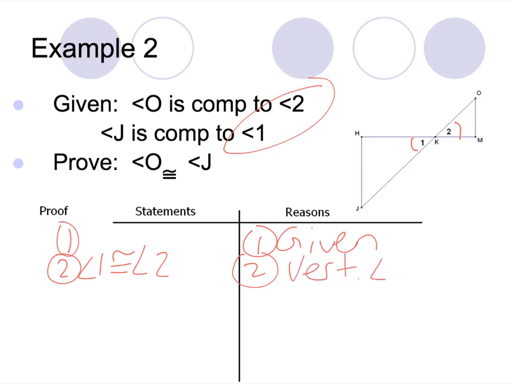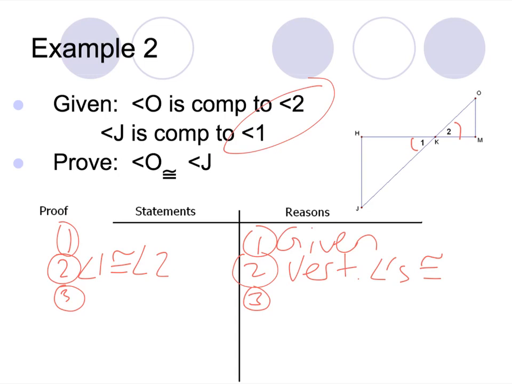Vertical angles are congruent. I hope you guys have seen Talladega Nights for that reason, you know. Let's see here. Angle 1 is congruent to angle 2. Vertical angles are congruent. Now I've got that angle O is complementary to 2, and angle J is complementary to 1. So if they're complementary to congruent angles, then they are indeed congruent.